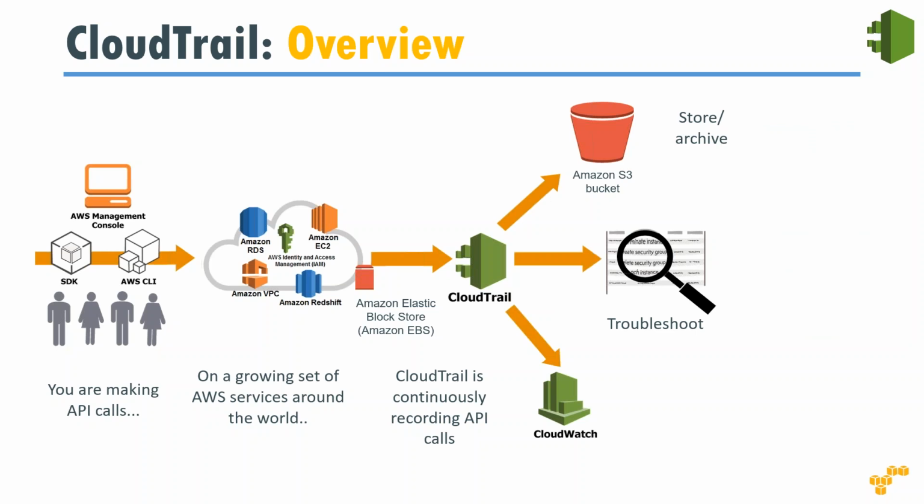So this is a typical architecture or an overview of how CloudTrail looks. You have people on the extreme left-hand side, that is where we are starting. You have people making the API calls, either through an SDK, that is a software development kit, or through a CLI command or using the console itself. So you have these multiple options through which people can interact with AWS.